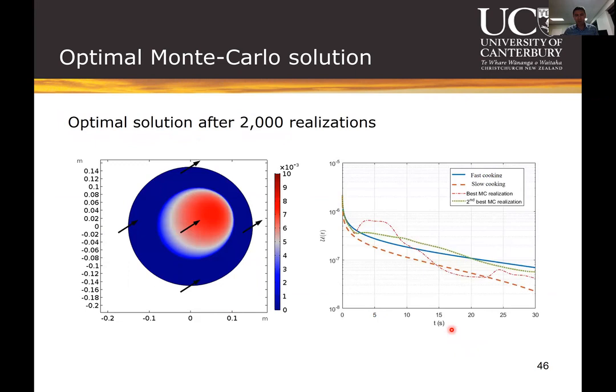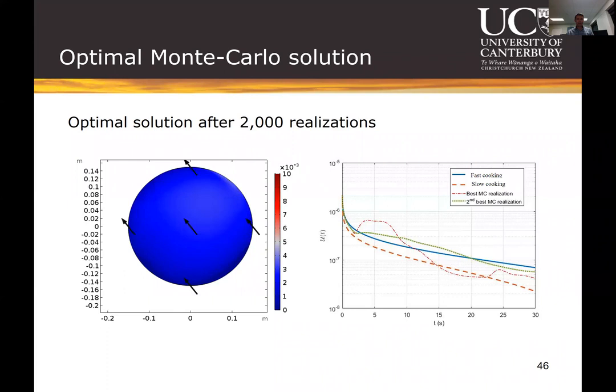This is the corresponding, I don't know if I'm going to be able to. Okay, I'm sorry. This should be a video, but for some reason, it does not want to play it. Let me try it. Okay, this is the dynamics of the batter as it flows on the pan here. And the vectors indicate the direction of the inclination.